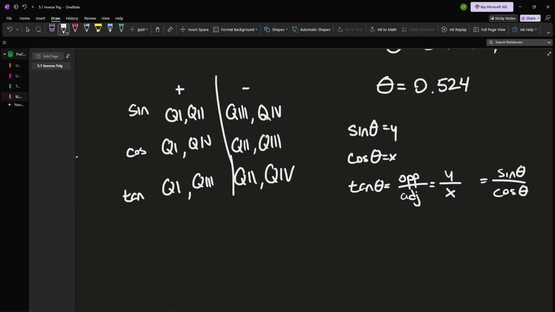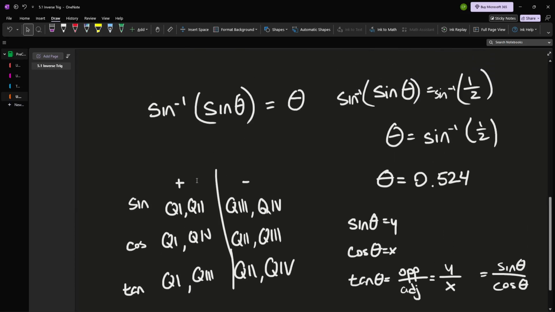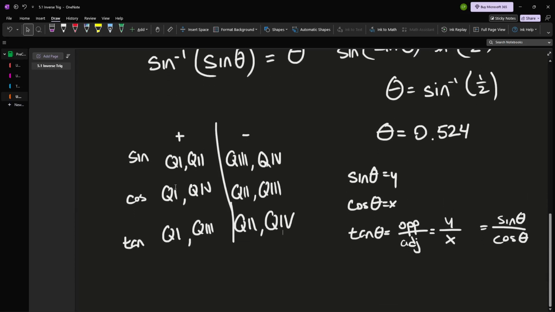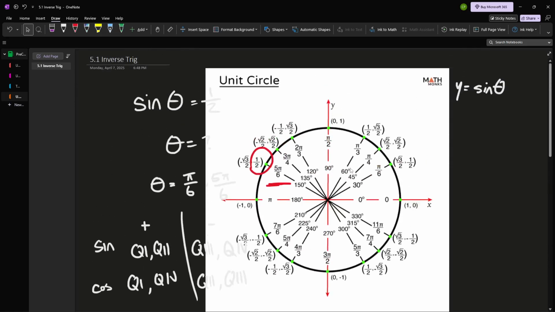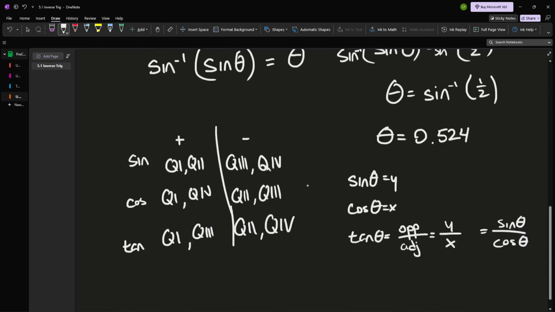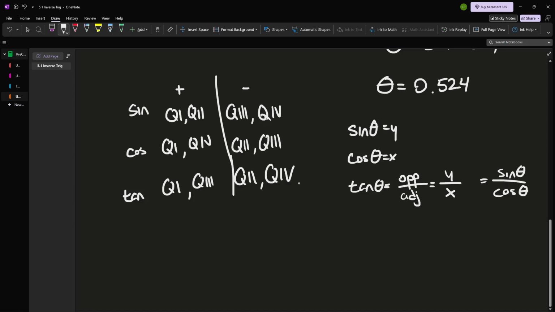But these quadrants are useful in telling us where to look for our answer. In our first example, when sine theta is positive 1/2, I want to look at quadrant 1 and quadrant 2 for my answer. And our answers were there. At quadrant 1 and quadrant 2, we had positive 1/2. But now we want to find a way to do it without looking at the unit circle every single time. And that is where these formulas come in, which you must know.